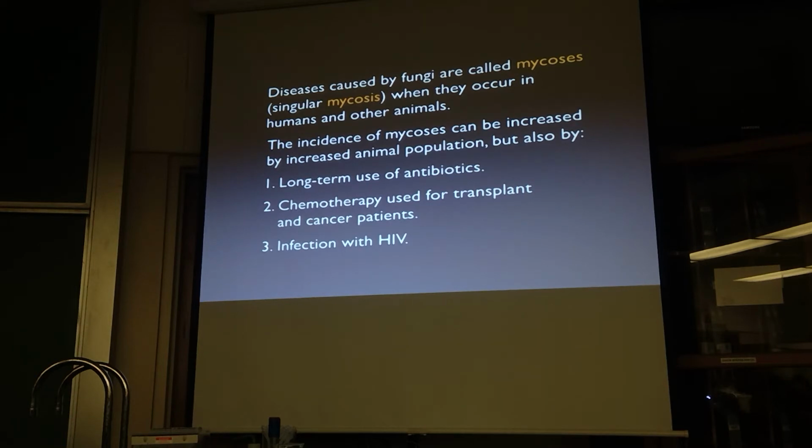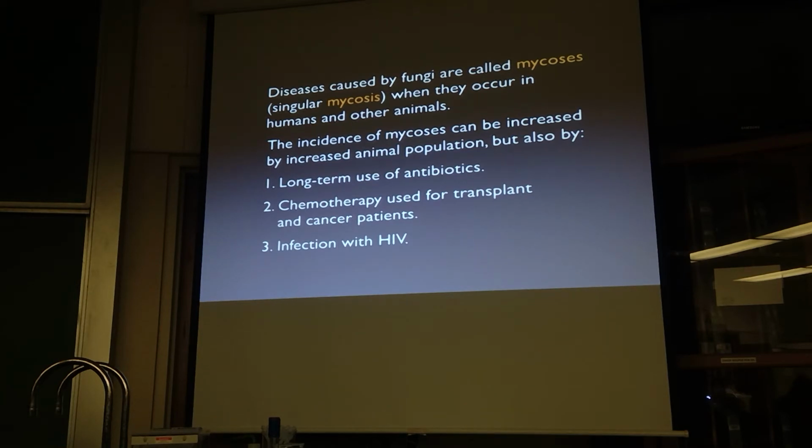So, long-term use of antibiotics, chemotherapeutic agents for transplants and cancer patients, HIV, what do they have in common? Knocking out your normal immune function. Your normal microbiota are critical to normal immune function. They assist you. They help prevent other organisms from growing.